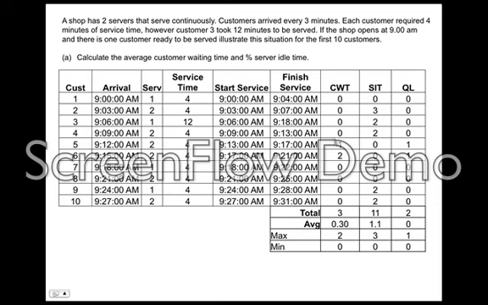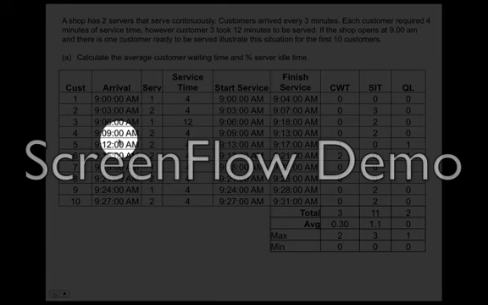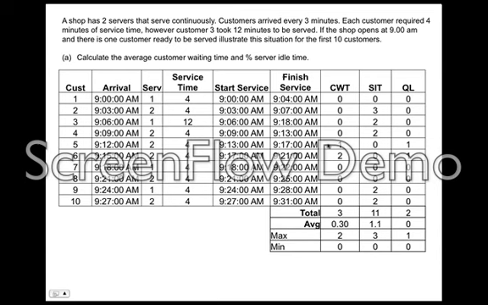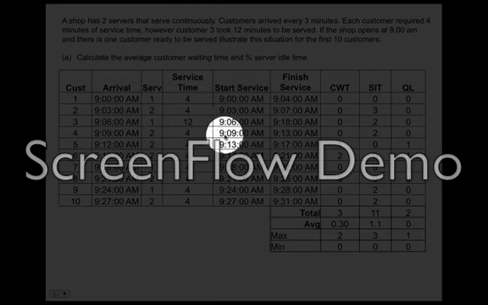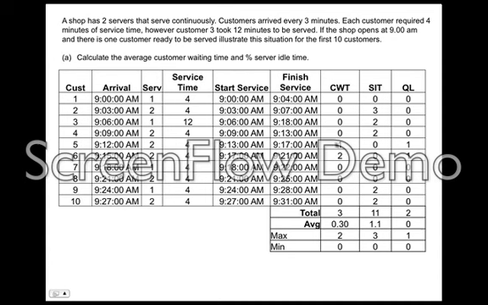Okay, so let's have a look at customer waiting time. That's how long the customer waited, the difference between the arrival time and the start service time. So this person gets here at 9, served at 9, no waiting time. 9.03, all the way down, till we get to about here. This one turns up at 9.12 and gets served at 9.13, so they have a 1 minute wait. This next customer turns up at 9.15, served at 9.17, a 2 minute wait.